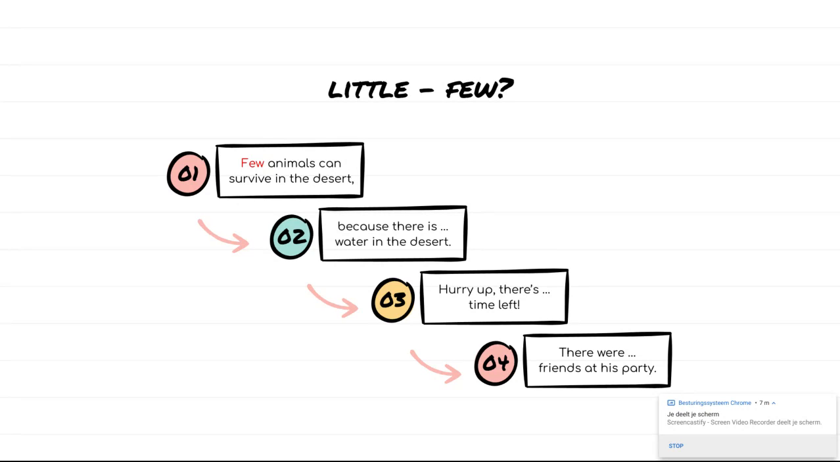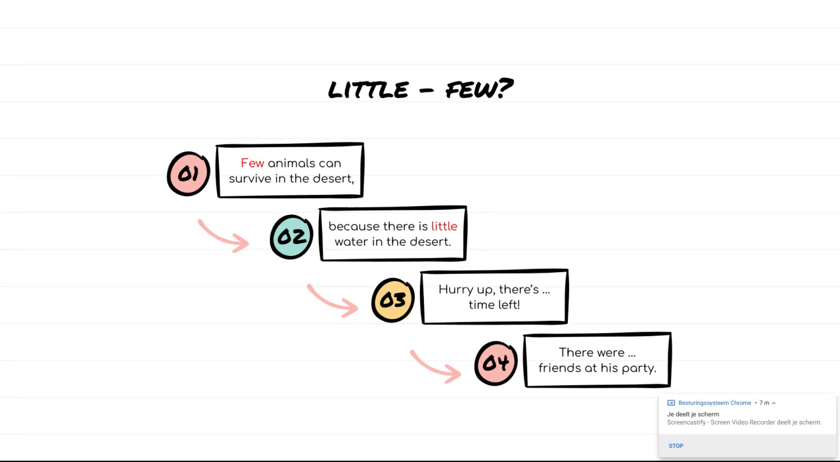And the next one, Fenne, you can do it. Well done, Fenne, because there is little water in the desert. And little, the meaning is weinig. Water, you can't count water, so you use little water.